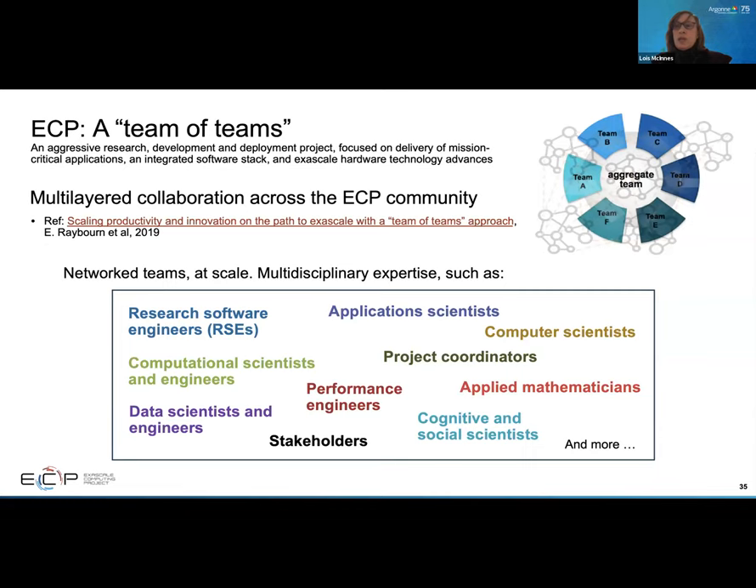So just another comment about the work we've been doing is that we are really working together across many teams who come together as an aggregate team, or in other words, a team of teams. So we have successful teams and applications and various elements of software who are working together. And I encourage people to take a look at this reference led by Elaine Raybourn. She's a social scientist who has been really helping a lot of us understand how we can more effectively function in these large aggregate teams.